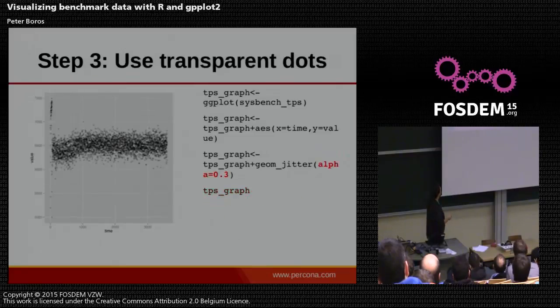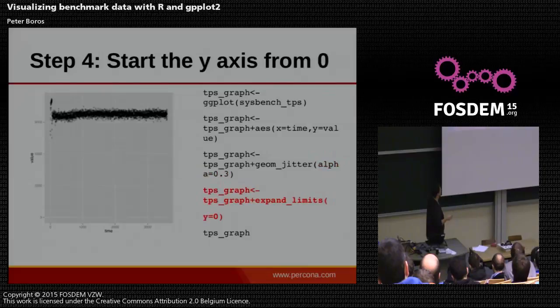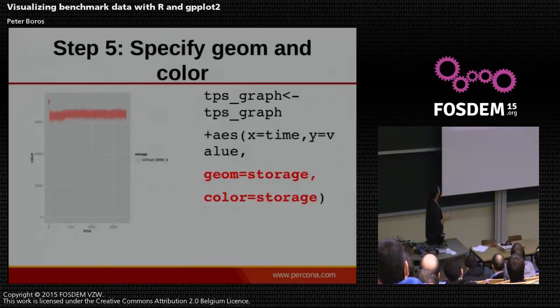Next thing is this seems to be inconsistent at the first time, but it's only inconsistent because R auto-detected the axis. So you can use the expand limits function to set the start of the y-axis to 0, which will yield this graph. And you can specify a geometry and a color, where we specified that it will be the storage column from the data frame. It doesn't matter what you specify as color. If something is a different text or a different number, it will be assigned a different color, and that's it. And this automatically generates the legend.